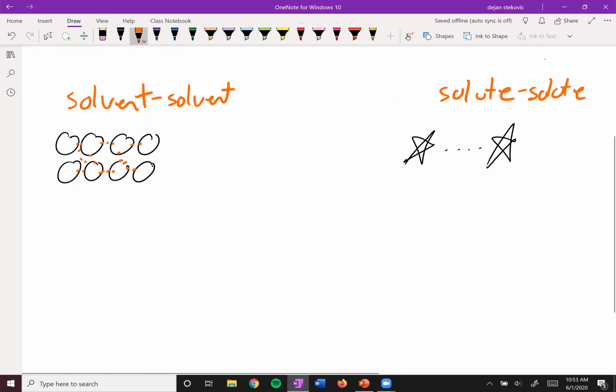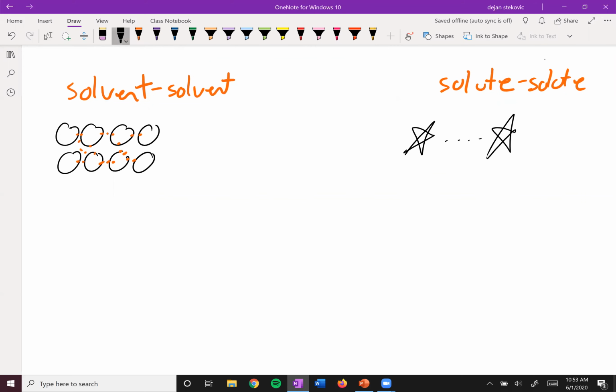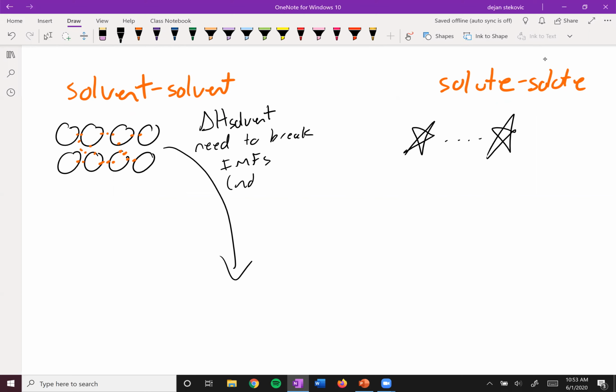And so if we want to mix these two things, the first thing we have to do in theory is break all of these intermolecular forces. So we have to break the intermolecular forces of the solvent-solvent. So we'll call this the delta H of solvent. It takes energy to do this, right? We need to break IMFs, the intermolecular forces. And so this is an endothermic process. This is going to take energy.